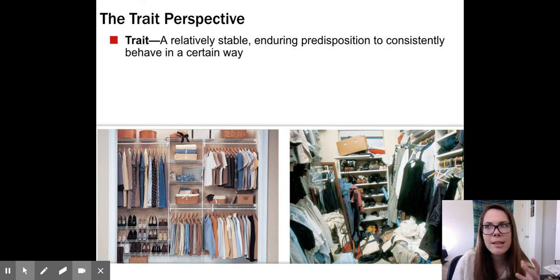So a trait is a relatively stable predisposition to consistently behave in a certain way, and it gets stronger over time, right? So when we think of a trait that someone has, it is a biological predisposition. For example, some families have a predisposition for anger, a trait that accompanies their personality, and that's why some people have to go to anger management, right? Because some brains make you more prone to certain traits.